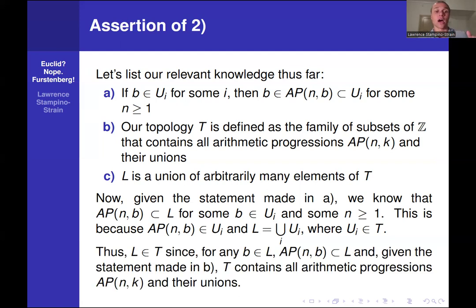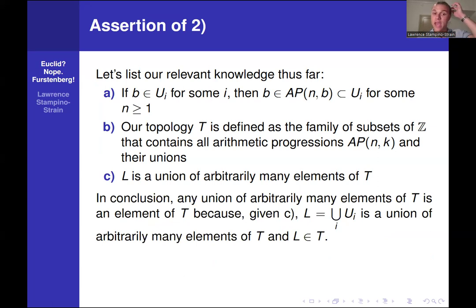So thus, L is an element of T since for any B that's in L, AP(n, B), the arithmetic progression of n and B, is a subset of L. And given the statements made in B, T contains all arithmetic progressions and their unions, right?